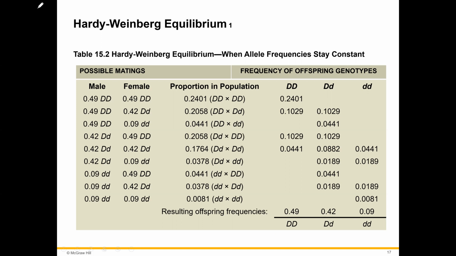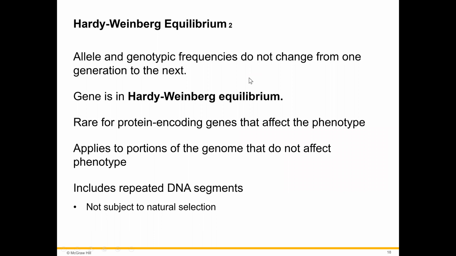Allele and genotypic frequencies do not change from one generation to another, right? That's what that previous diagram tells us, that the allele frequencies within our population stay constant. That's why this is equilibrium. This is Hardy-Weinberg equilibrium. It is rare for protein encoding genes that affect the phenotype. It applies to the portion of the genome that does not affect phenotype and includes repeated DNA segments not subject to natural selection.